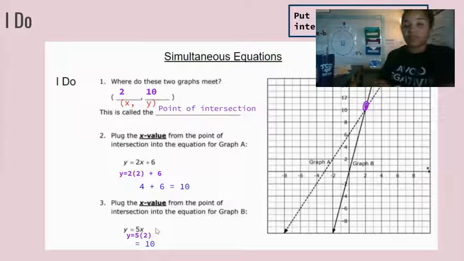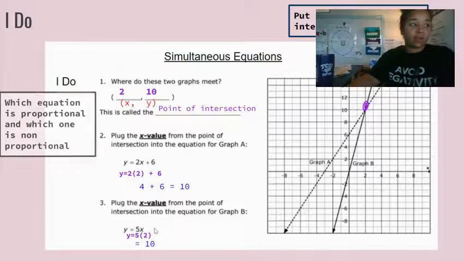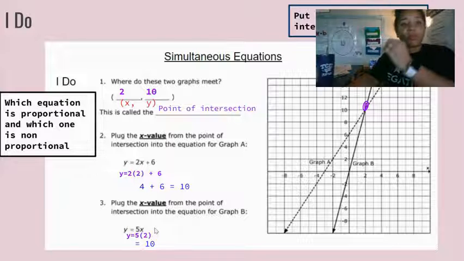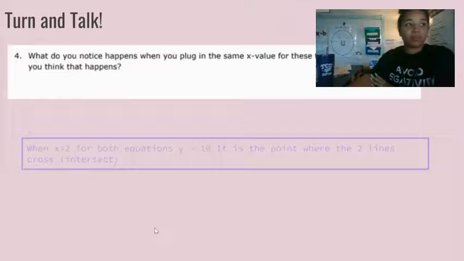If the x value we put into the equation equals the same y value, the same x value, and we get an outcome for the same y value. So which of these equations is proportional? The proportional equation for this one is going to be graph B, because this one is going through the origin, so that makes this a proportional relationship.